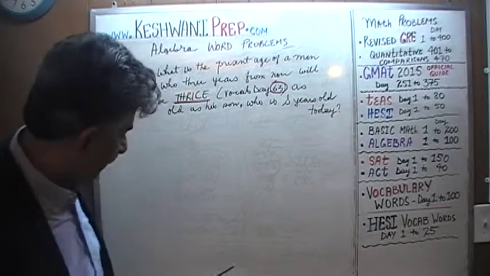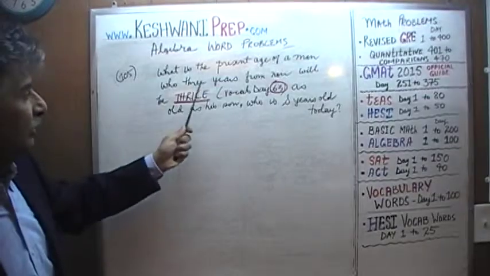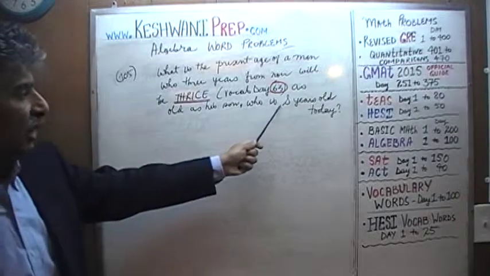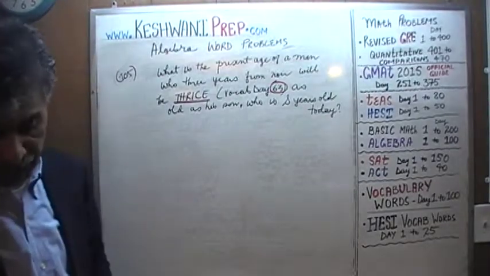So one more time. We are being asked, what's the present age of a man who 3 years from now will be thrice as old, will be three times as old as his son, who happens to be S years old today. The son happens to be S years old today.